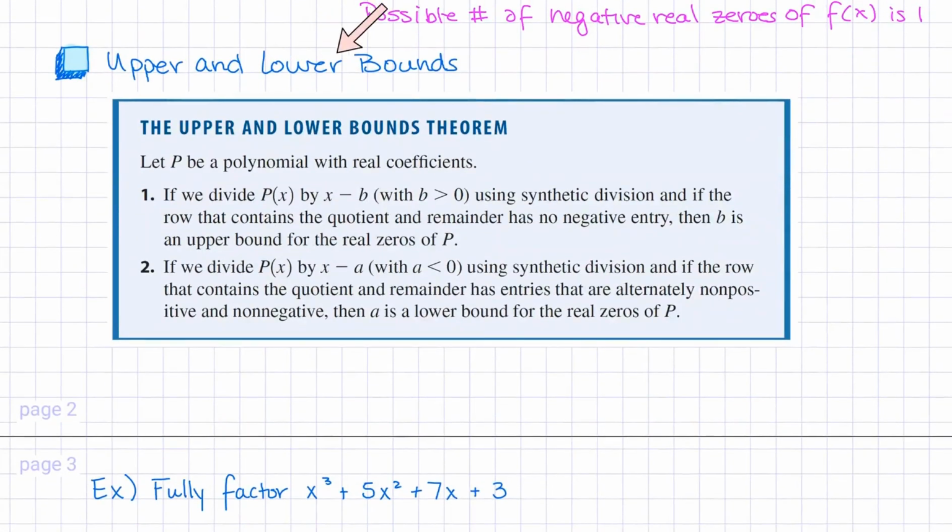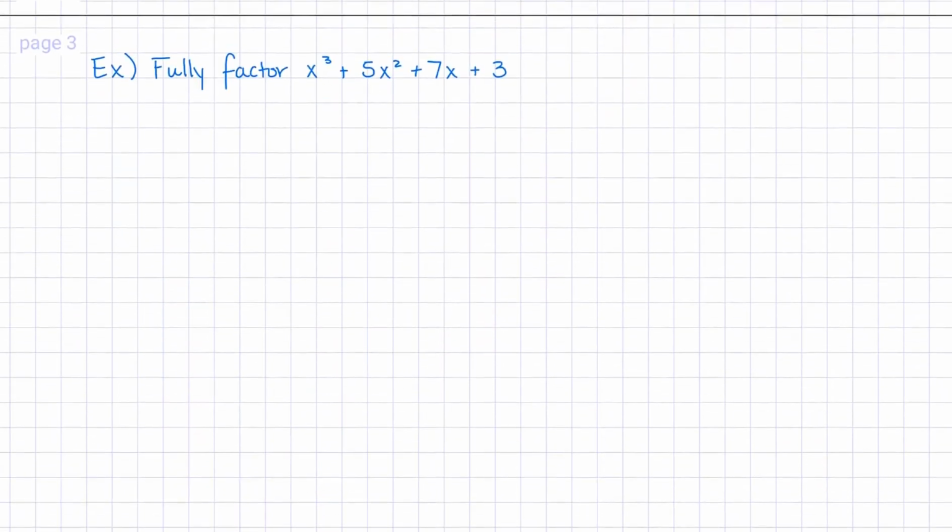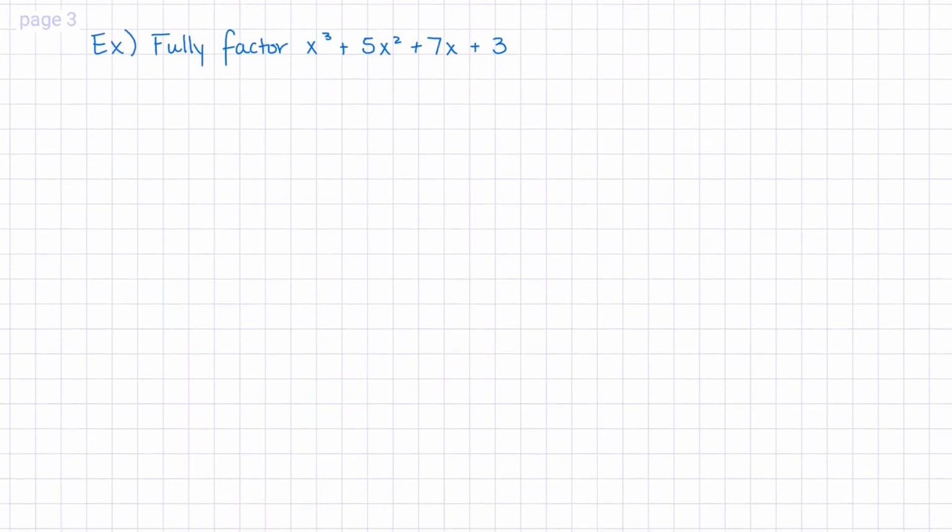And then upper and lower bounds: if you plug in a positive and you get all non-negatives in the bottom, then you have an upper bound. If you plug in a negative and the entries in the bottom row are alternately non-positive and non-negative, then you have a lower bound. Those are the things we're looking for. And it's not that bad when you see how to actually put this in practice. So let's take a look at this first one. Fully factor this.